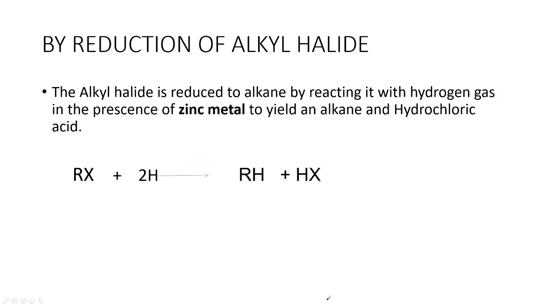The first one, like I said, is the reduction of alkyl halide. This is the most common method of preparing alkanes from alkyl halide. I'm sure we all have heard of this. The alkyl halide is reduced to an alkane by reacting it with hydrogen gas in the presence of zinc metal to yield an alkane. Something we need to note: from the name, we all know that reduction is the addition of hydrogen, from our definition of reduction. So it occurs in the presence of zinc metal.